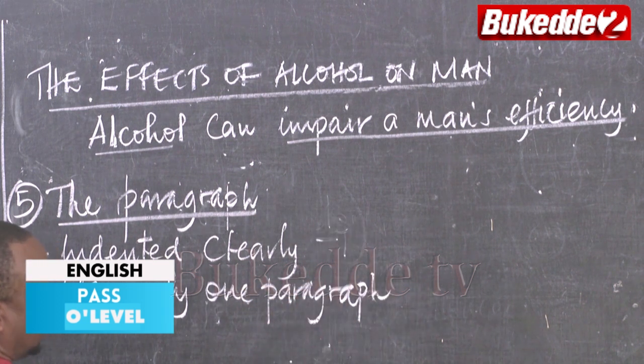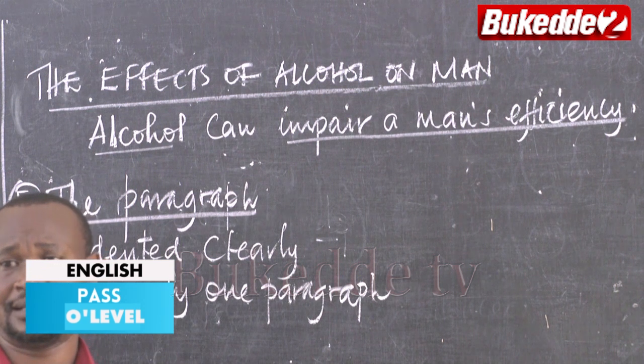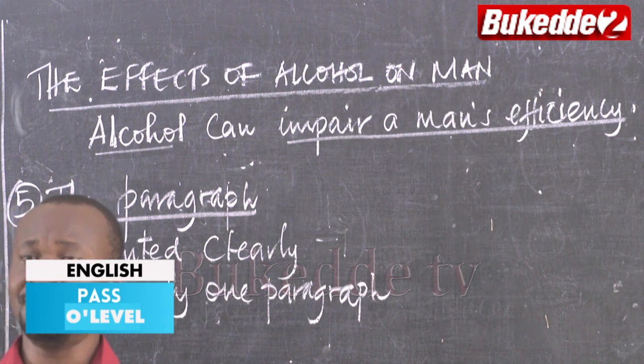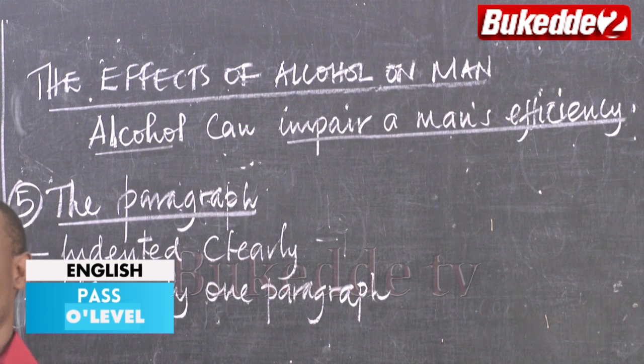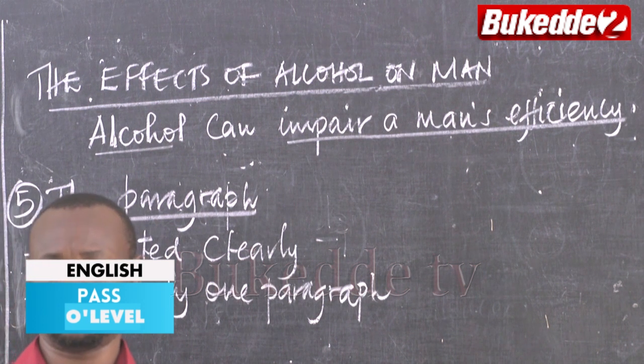Now, my dear friends, if you use more than one paragraph, then you are going to lose marks because perhaps the second paragraph may not be marked. Someone is about to ask, what if there are two aspects? I'm looking at the advantages and disadvantages. Please, even if there are two aspects, make sure you compress them in one paragraph.